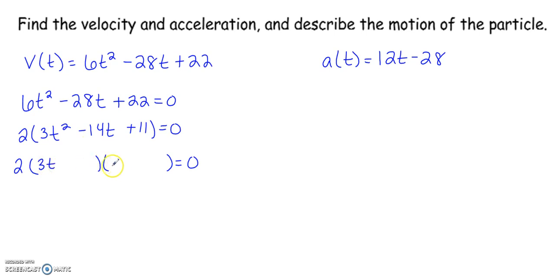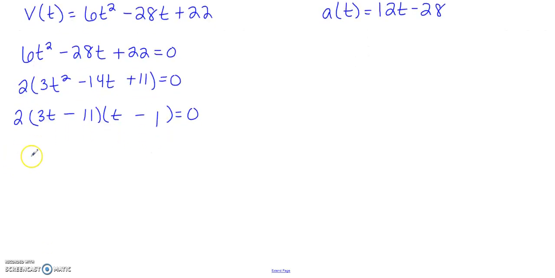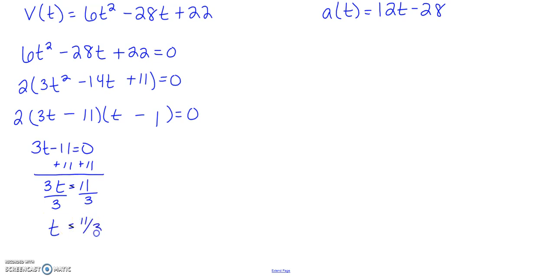So I can break up 3t as t and t. They both get a minus sign. And this will become 11 and 1. If you do need help with factoring, please come see me, and I'll help you. So now set each factor equal to 0. Add 11 to both sides, so we get 3t equals 11. Divide each side by 3, so t equals 11 thirds. And over here, t equals 1.